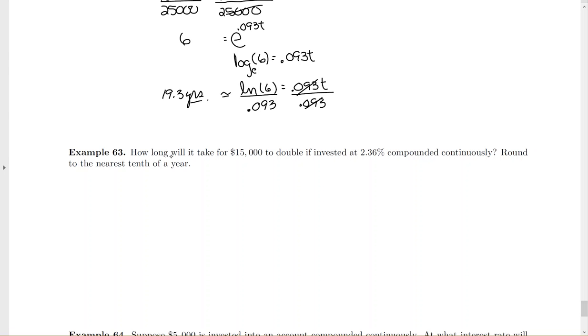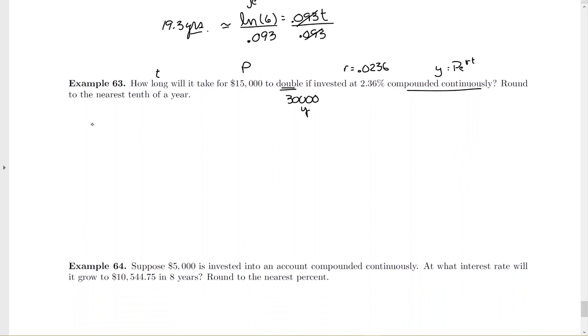Similar idea for example 63. How long, so we're looking for t, will it take $15,000 to double, if the rate is 2.36%, so call that 0.0236, 2 places to the left. Compounded continuously reminds me that I'm going to be using my PERT formula. So we're starting with 15,000, that's my P. To double though, I've got to think about that. If I'm doubling 15,000, that's going to be 30,000. That's going to be my output or my y value that I want.